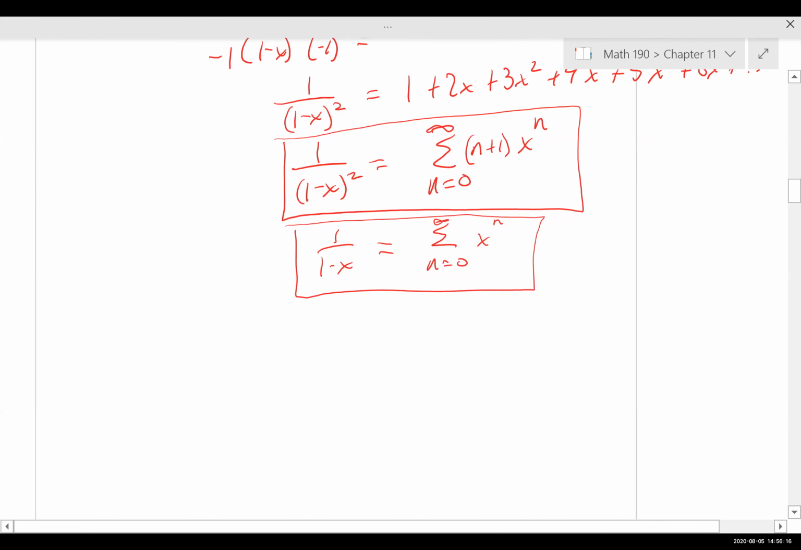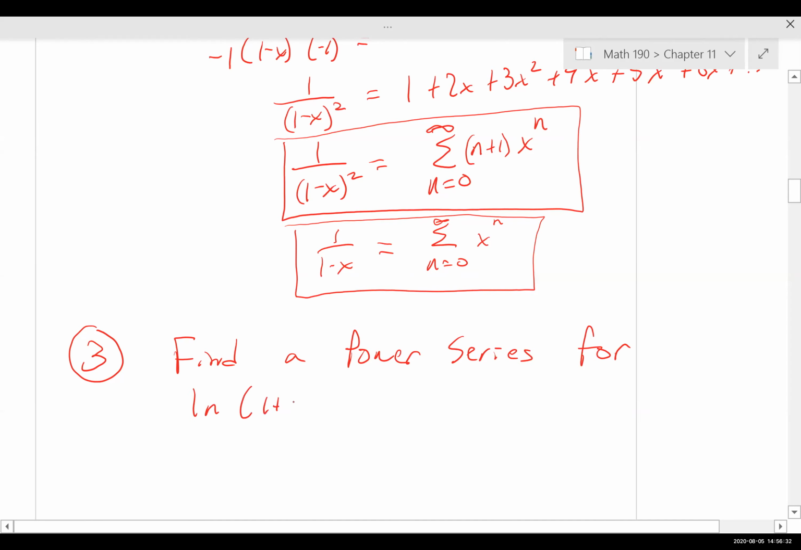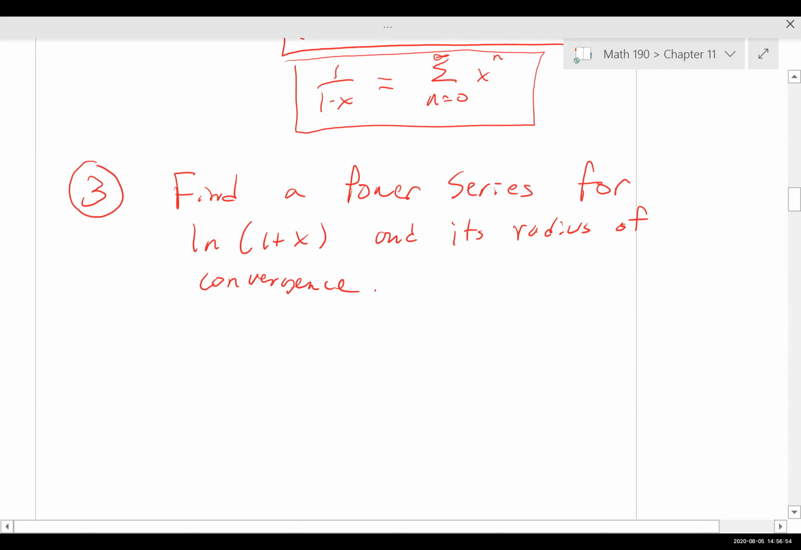Yep. Okay, number 3. Number 3, find a power series for the natural log of 1 plus x and its radius of convergence.